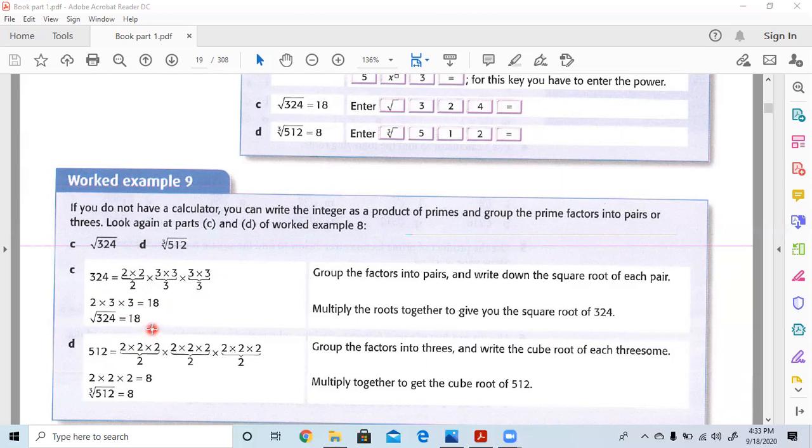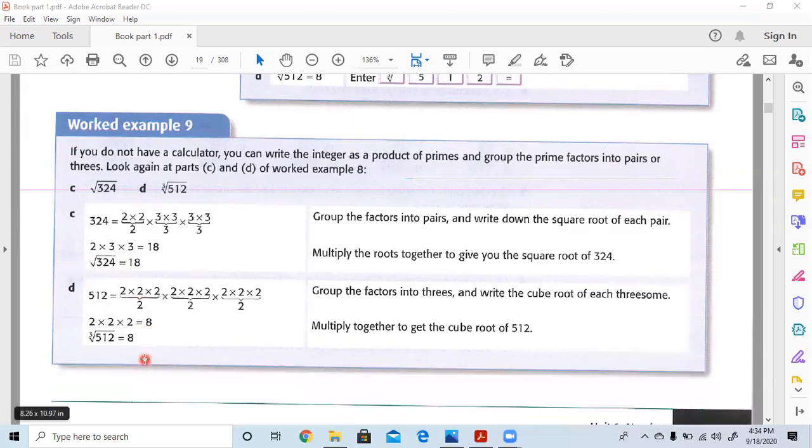First you find, if anything is common, you write it one time, so you will get your number. Group factors in pairs and write down the square root of each pair. Multiply the roots together to give the square root, because why? They count these two as one, because there is an under root as well. So here I write 2 square, here 3 square, here 3 square. This square cancels this root, this square cancels this root, this square cancels this root. They come out, and once they multiply, you will get your answer easily.